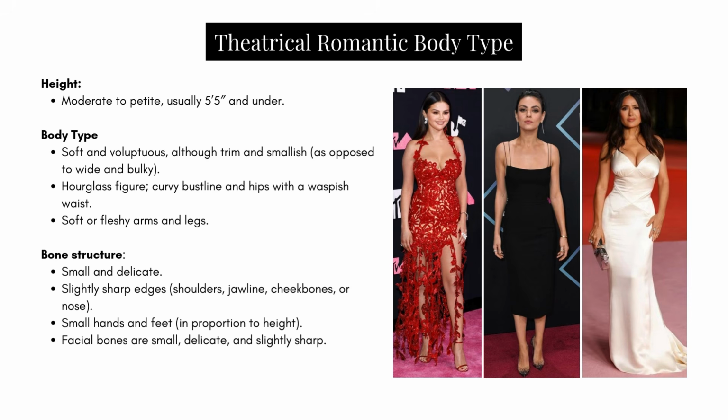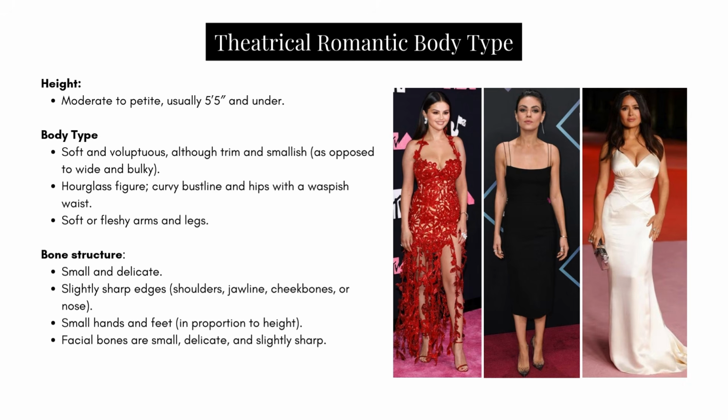Height: moderate to petite, usually 5'5" and under. Body type: soft and voluptuous, although trim and smallish, as opposed to wide and bulky. Hourglass figure, curvy bust line, and hips with a waspish waist. Soft or fleshy arms and legs.